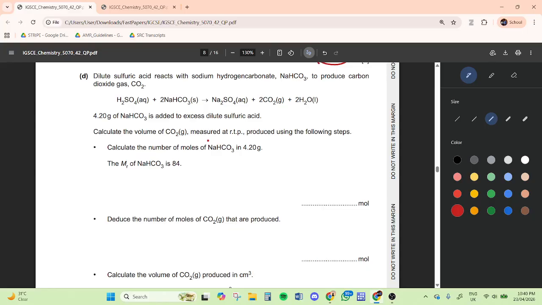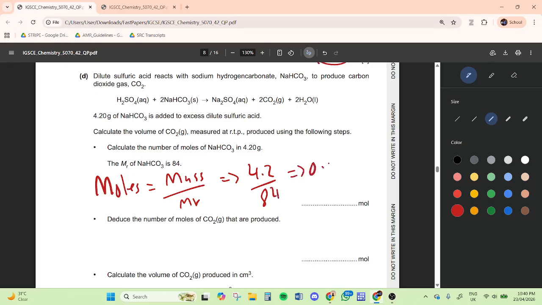So they've given you the MR, they've given you the mass. We know the golden rule, moles is equal to mass divided by MR. So this will be 4.2 divided by 84. Again, you're always going to get a nice, clean number. 0.05.